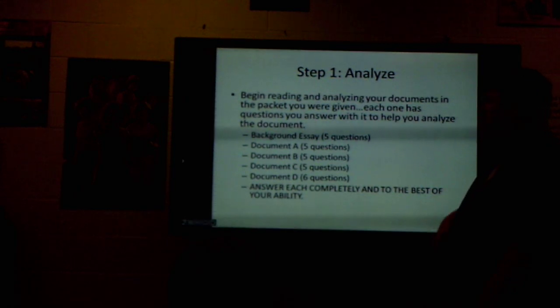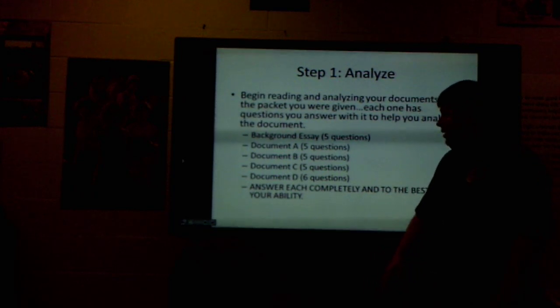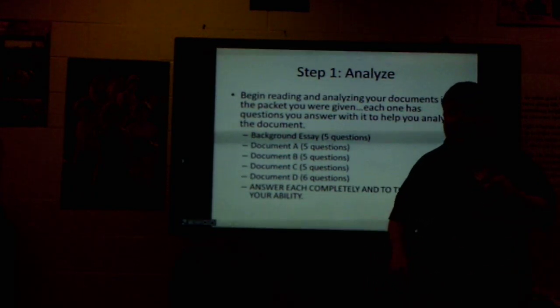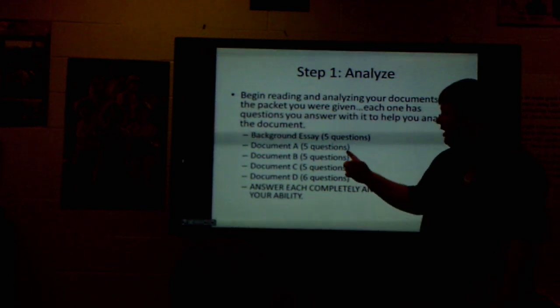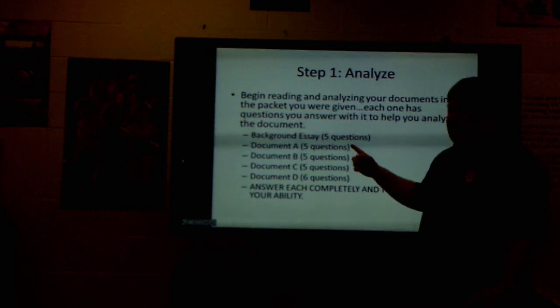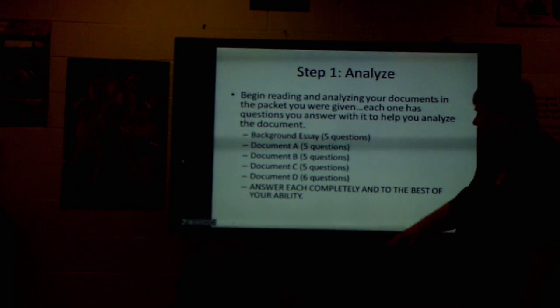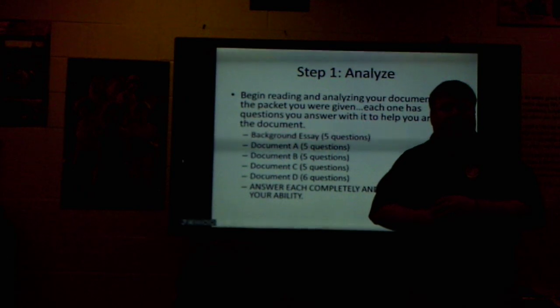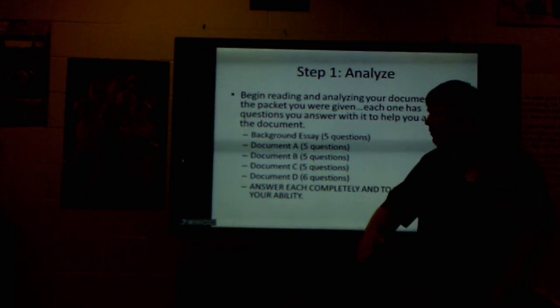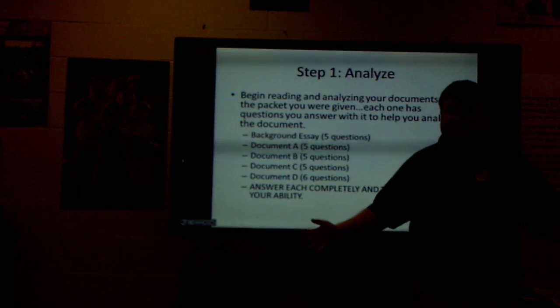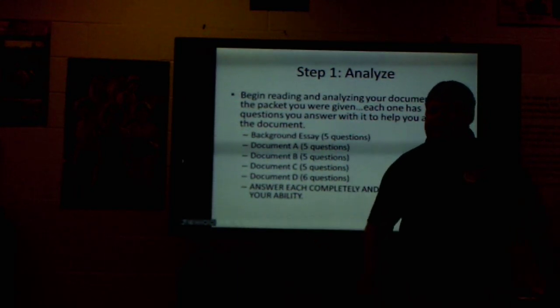All right, so step one, again, analyze. In the Constitution DBQ, these are all the things you have. Usually you have a background essay, which has 5 questions that go with it. Then there's document A, which has 5 questions, B, 5 questions, C, 5 questions, D, 6 questions. Answer each completely to the best of your ability. In the Constitution DBQ for U.S. history, when they have done this, they have analyzed the documents. Now they're supposed to be experts on all of these documents, and they can move on to step 2, okay?